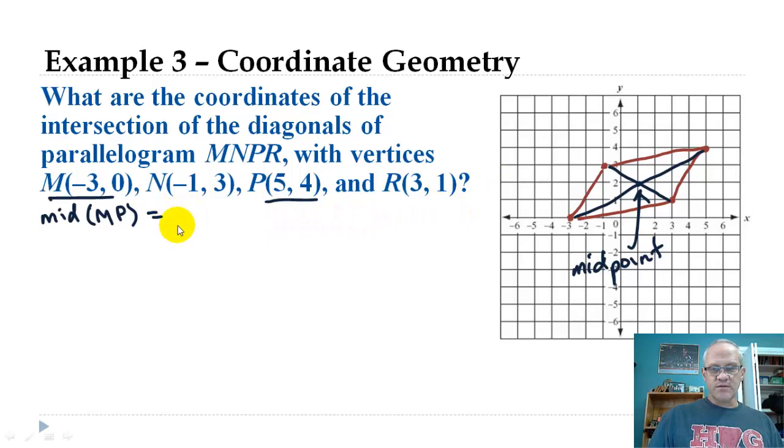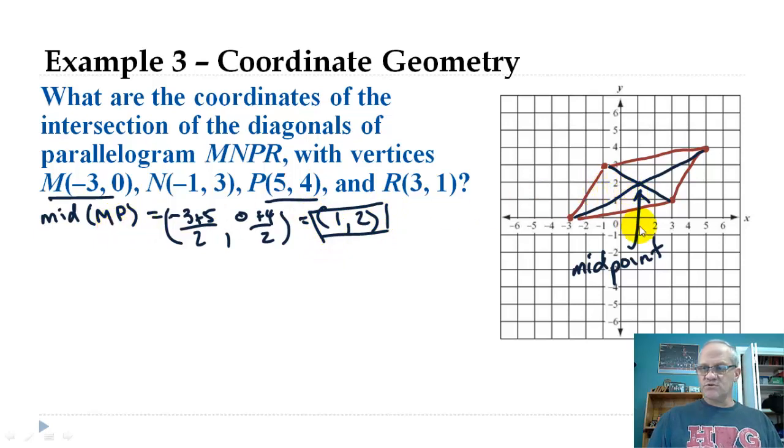Remember how we do the midpoint there? We add the x's first of all, so negative 3 plus 5, and then divide by 2. I'm going to keep this as an ordered pair. That's the x value, and then the y value is going to be what? 0 plus 4 divided by 2. So altogether the midpoint is what? 5 minus 3 is 2. 2 divided by 2 is 1. And then 0 plus 4 is 4. 4 divided by 2 is 2. So it looks like the midpoint of MP is 1, 2, which is pretty close to where I've got it here.